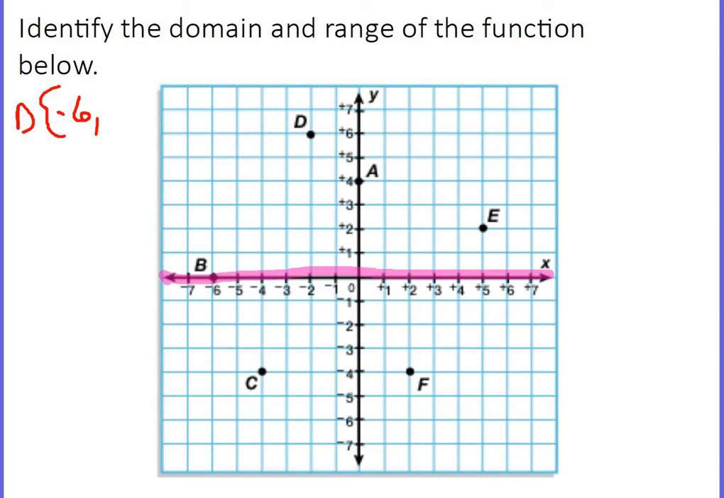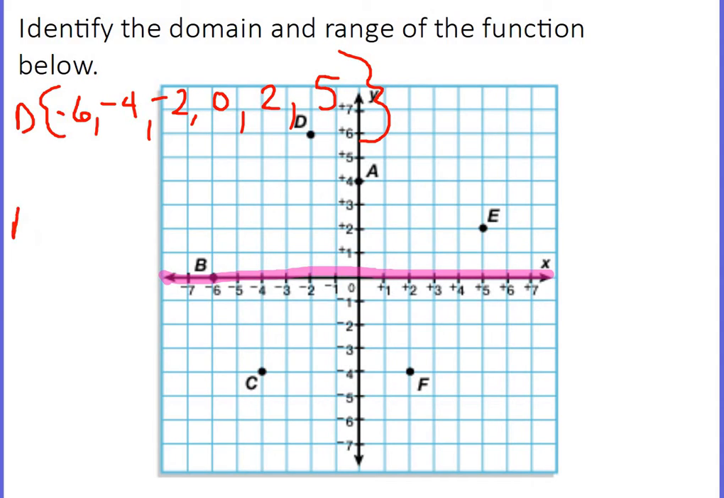Then I'm going to move to the right. My next point is C. When I come up to the X axis, it is a -4. I'm going to keep moving to the right. Then I see a D, which I'm going to come down to the X axis, which is a -2. My next point is A, which comes down to the 0 on the X axis. My next point is an F, which comes up to a +2. And my last point is E, and it comes down to a +5. So that is the domain of this function.